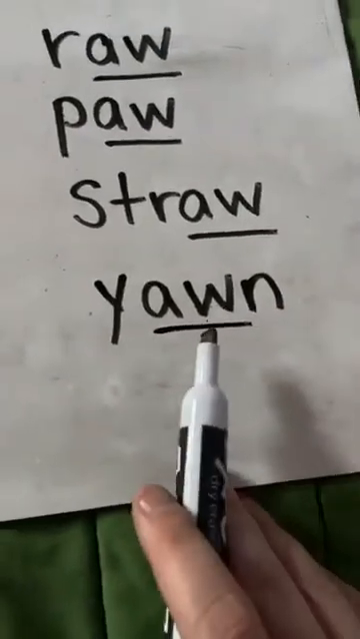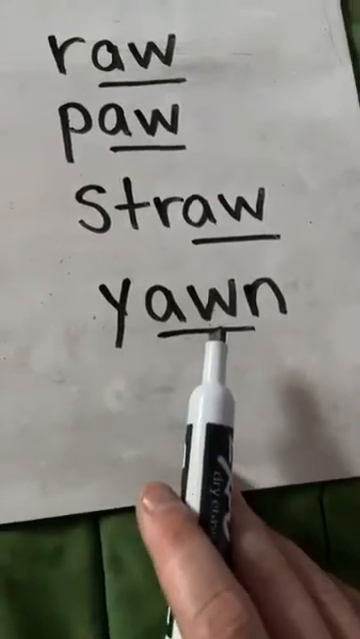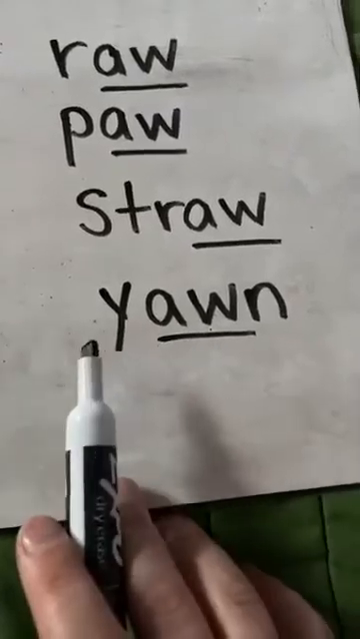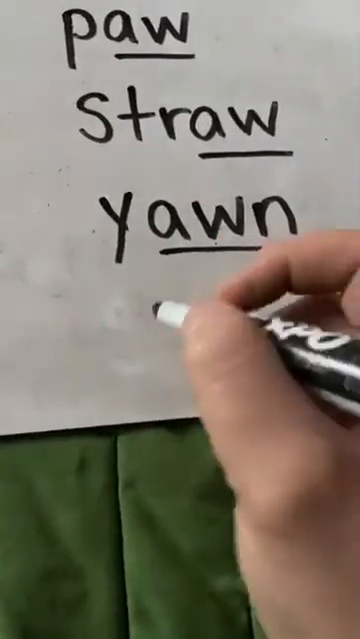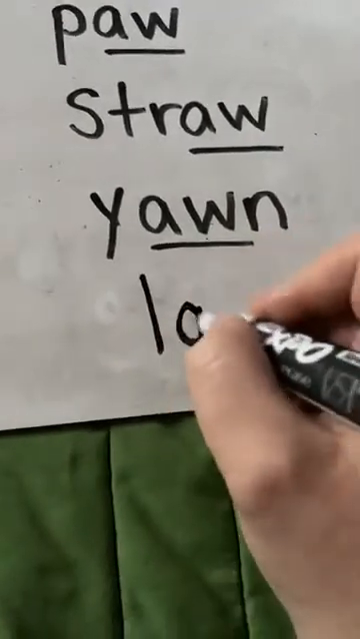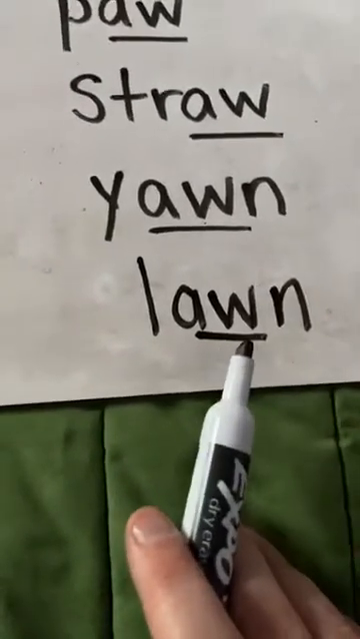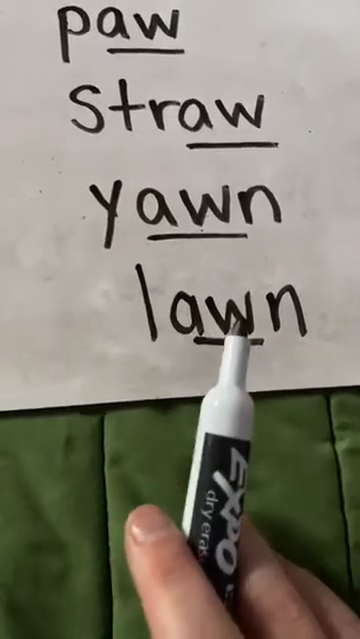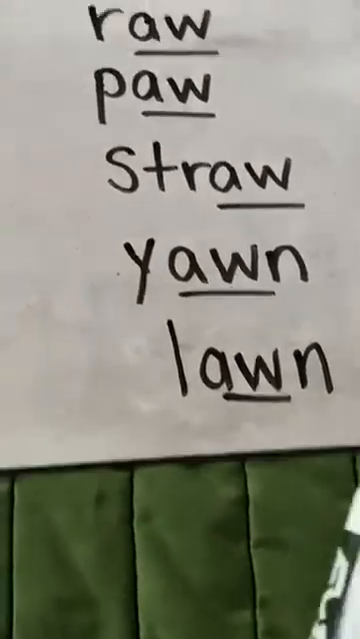Let's try another one. Now it's in the middle of the word, but it's still going to make that same sound. A-W says what sound, everybody? "Ah." Yes. And the word is yawn. Last word. Let's try this word. You can do it. Again, it's in the middle of the word, but it still makes that same sound. A-W says "ah." What word? Lawn. Yes, lawn.